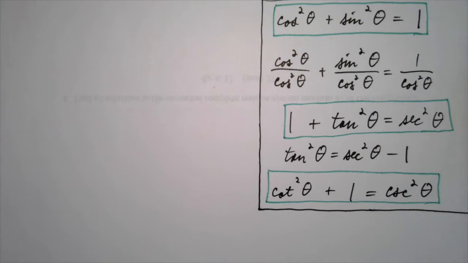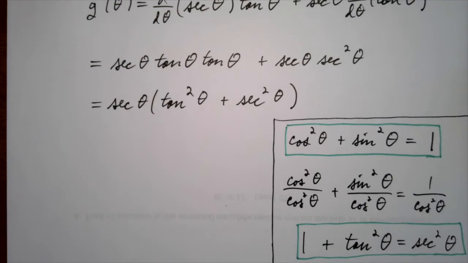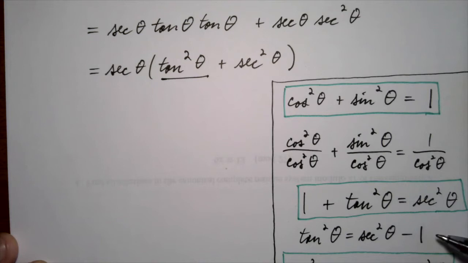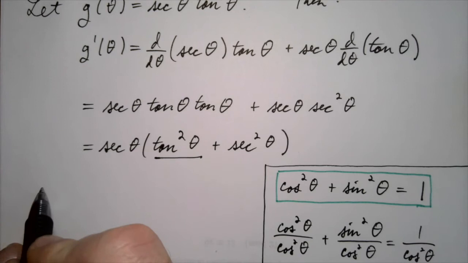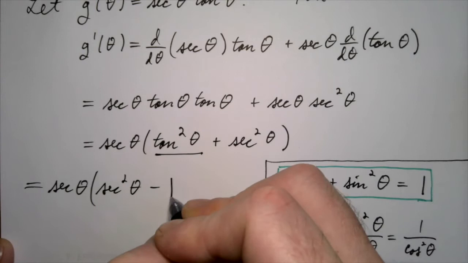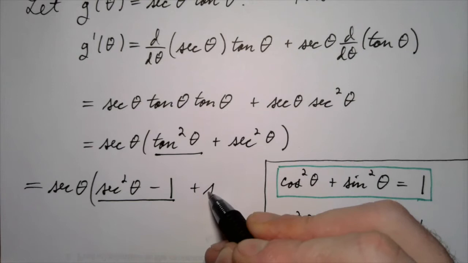Okay, now, let's go back to the derivative at hand. Here's what I want to do. I want to replace the tangent squared theta using this identity, tangent squared equals secant squared minus 1, just because it's going to help simplify just a little bit. So let me move my equal sign a little bit to the left over here, to give us more room to work. Replacing that tangent squared by secant squared minus 1, like so. That was the tangent squared term. We still have the other copy of secant squared, like that.